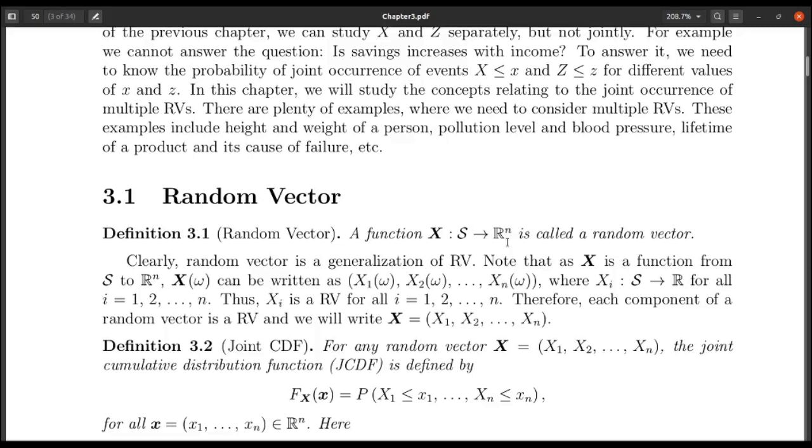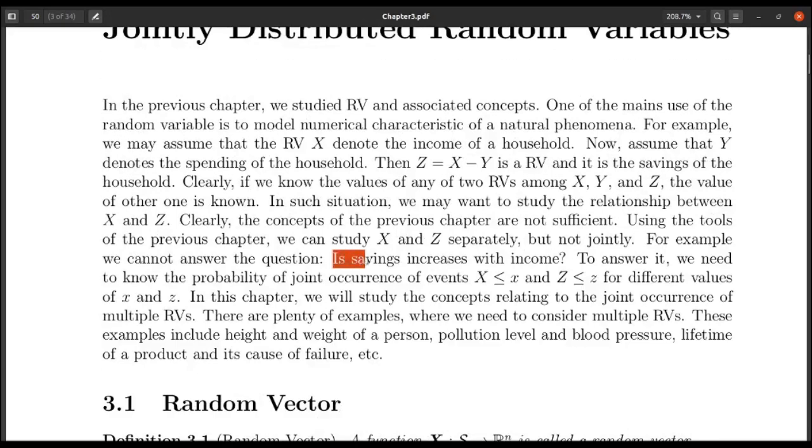Now, if n is greater than 1, we have another extra benefit over the random variable. The extra benefit can be explained this way. Suppose I try to answer a question like: does saving increase with income? To answer this, I have to study savings and income together. Suppose X is a random variable which denotes the income of a household, and Z is another random variable which denotes the savings of the household.